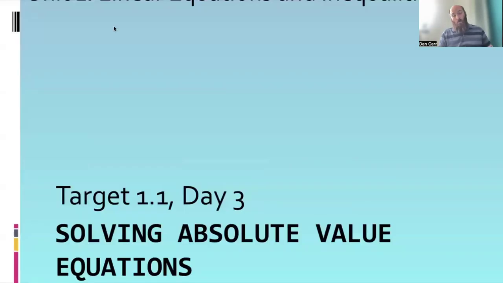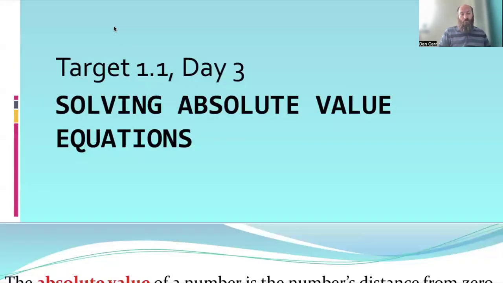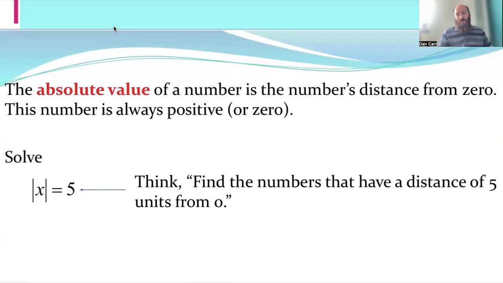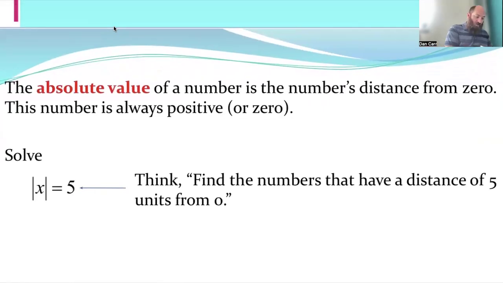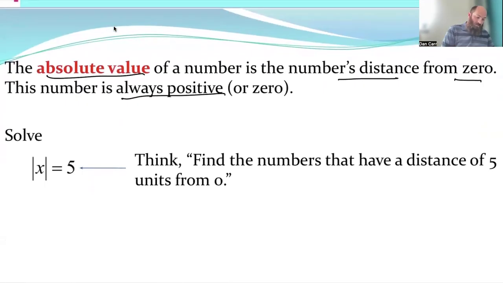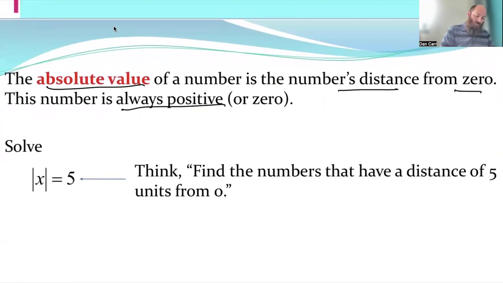Today we're going to be looking at 1.1 day 3, solving absolute value equations. Okay, so let's first talk about what is an absolute value. Absolute value is the number's distance from zero. This number is always going to be positive, or technically zero if you're doing absolute value of zero. What that means is, we'll come back to this part, this solving here.